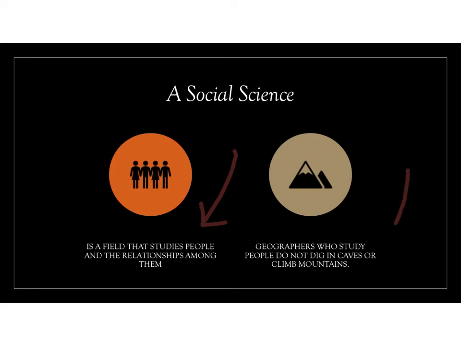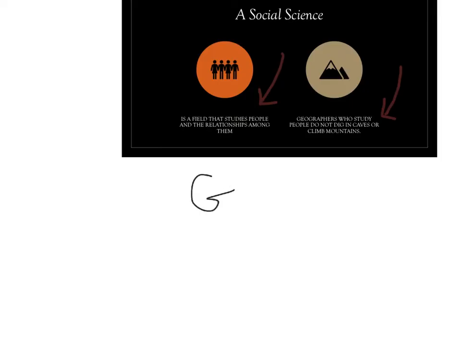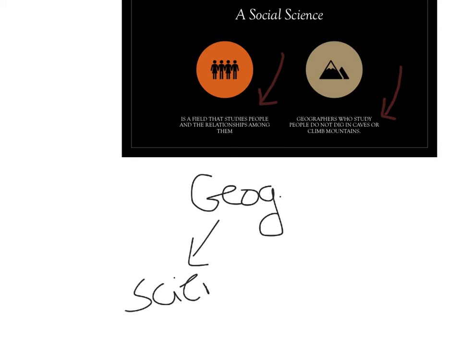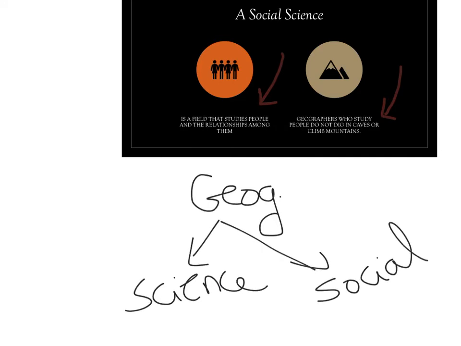Those geographers who study people don't dig in caves or climb mountains. They don't actually collect measurable data because they are dealing mainly with how people live. They go to certain places, they talk to the people who live there. They want to learn about people's lives and communities. So, we can consider geography as a science or as a social science according to the given study or according to the kind of information that a given geographer is collecting.